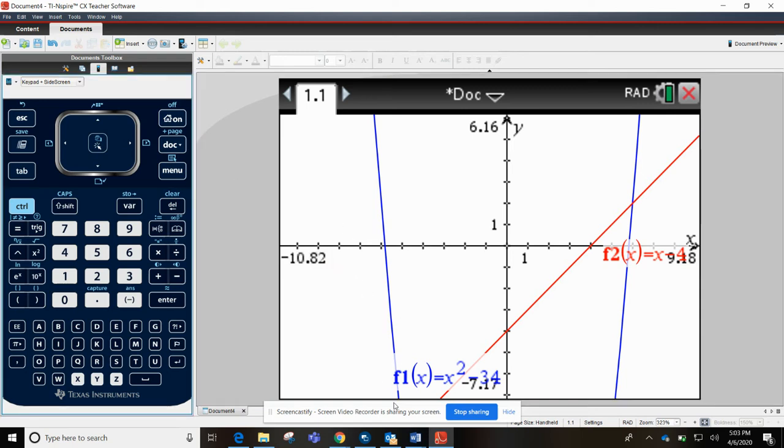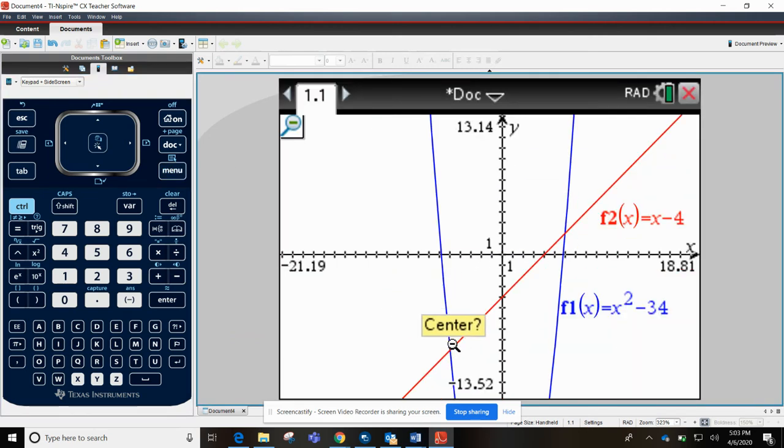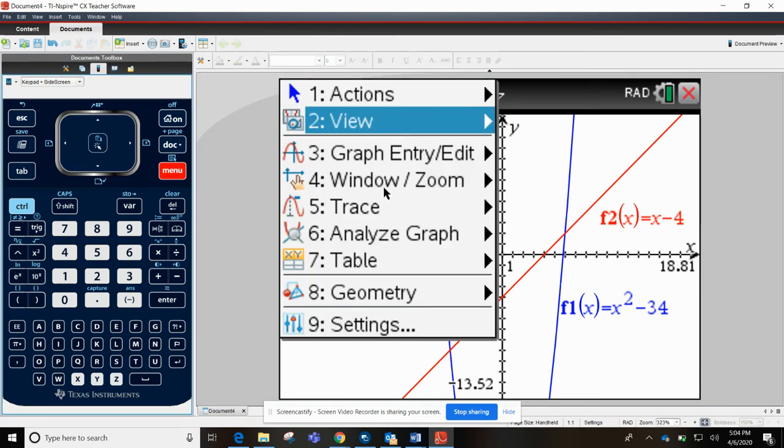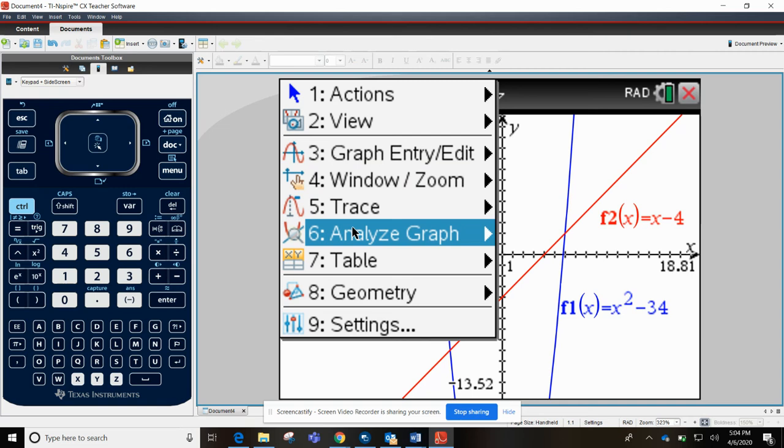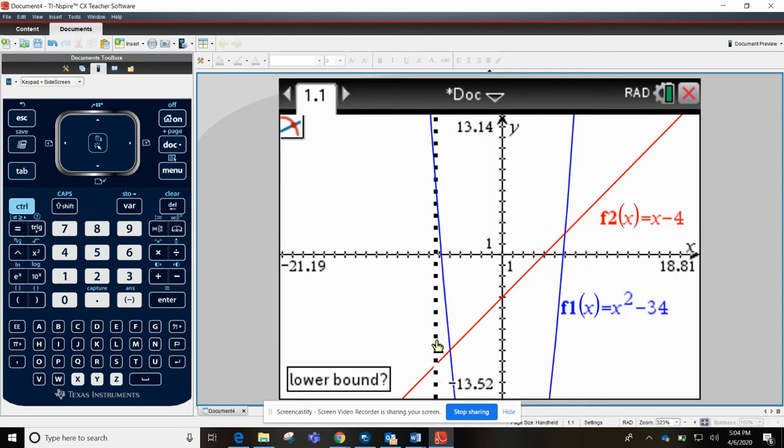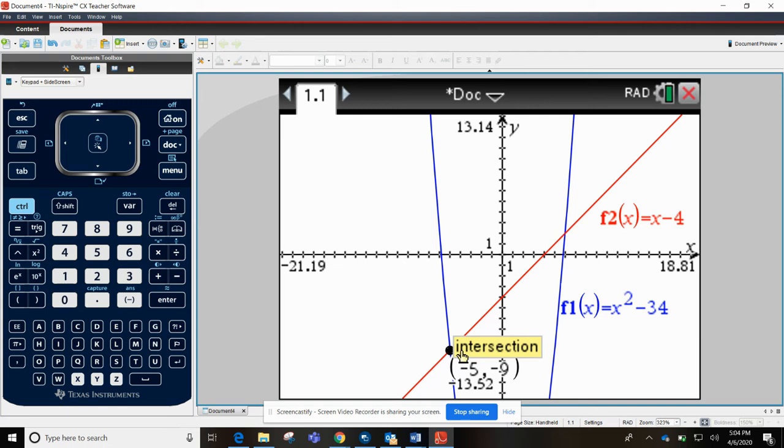I suggest you zoom out as much as you can where you can still see everything, because I couldn't see if these intersect again, but now I can. My answer is going to be the points where they intersect. So I'm going to go to menu, analyze graph, intersection, lower bound. I'm going to do this intersection first, so lower bound is to the left, upper bound is to the right. And so I have one of my answers at -5, -9. I just wrote that down so I don't forget it. Where they intersect is an answer.